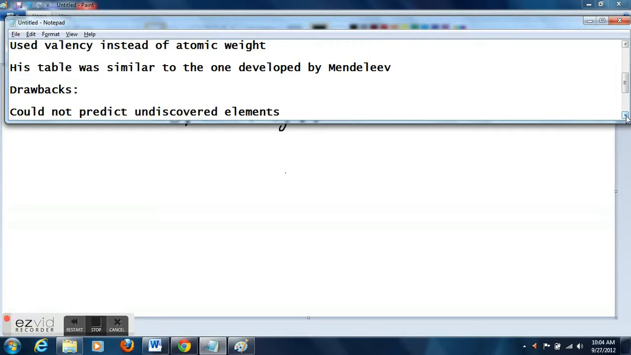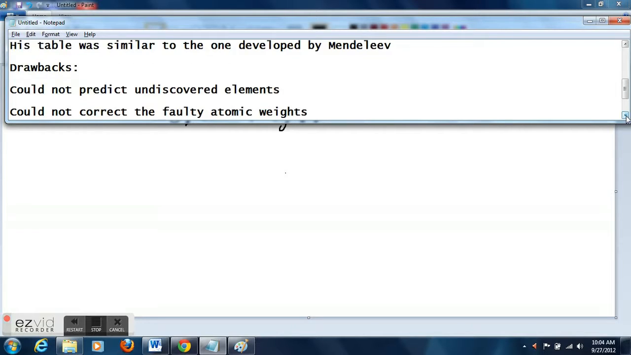Another thing, Mendeleev corrected some of the faulty atomic weights. Some of the atomic weights were incorrectly known at Mendeleev's time, which Mendeleev corrected, but Lothar Meyer could not correct those faulty atomic weights. Leaving these two things apart, many scientists believe Lothar Meyer to be an equal or a great contributor to the periodic table and periodic classification of elements, with a lot of insights.